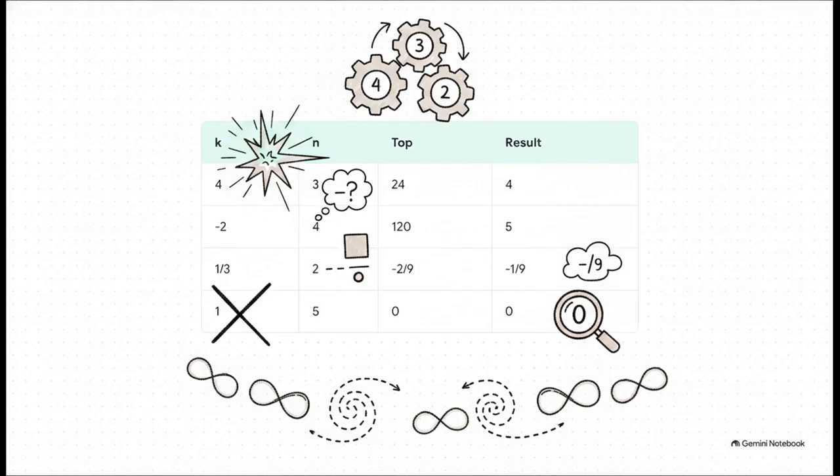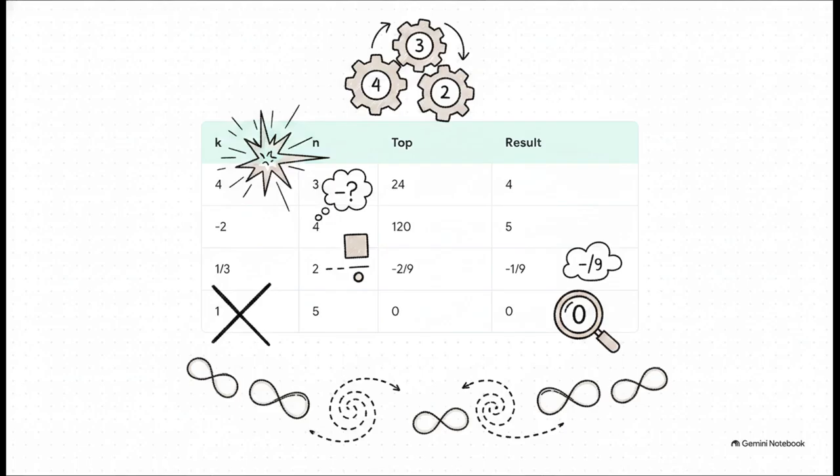Perfect. Next, let's try a negative exponent. If k is -2 and n is 4, our numerator product gives us 120. Divide by 4 factorial, and our coefficient is 5. We can even do fractions. Check this out. k is 1/3, n is 2. The math holds up flawlessly to give -1/9.